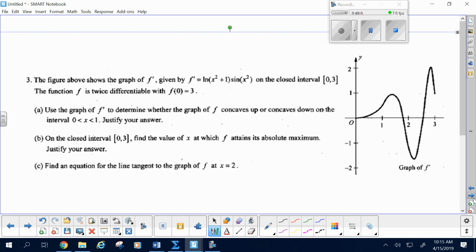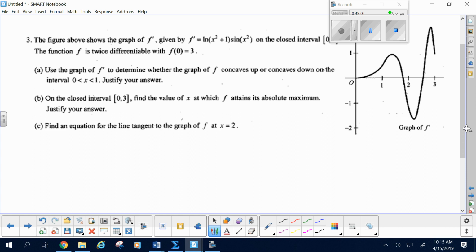Last but not least, 3. This is probably the best example of all calculus you could get.